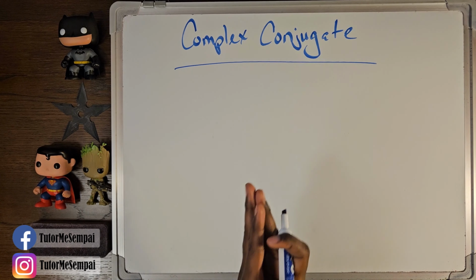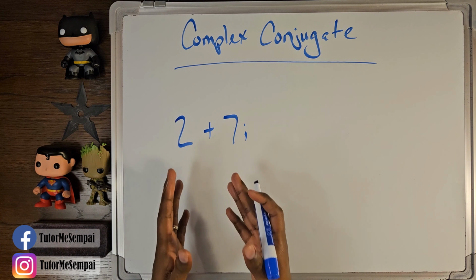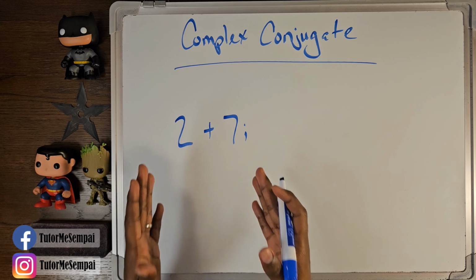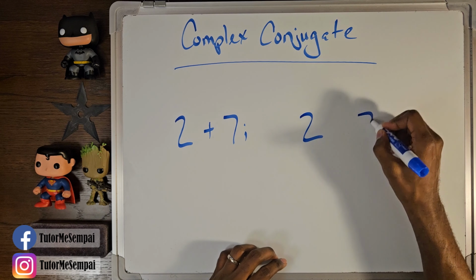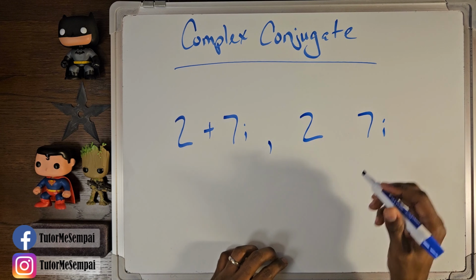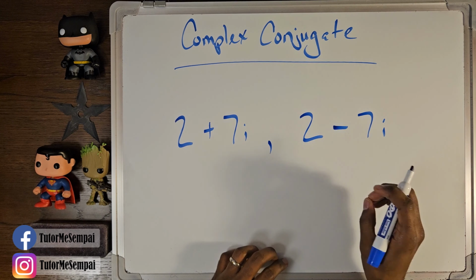Well, in order to do that, we need to focus on something called the complex conjugate. Now, what is a complex conjugate? Well, assuming you have a complex number that looks like 2 plus 7i, its complex conjugate is going to look exactly like this, except for one small change. You still have that 2 and you still have the 7i, but instead of having a plus here, you're going to swap the sign. It's going to be the opposite sign of whatever you have here. So if this was 2 minus 7i, it's going to be 2 plus 7i.